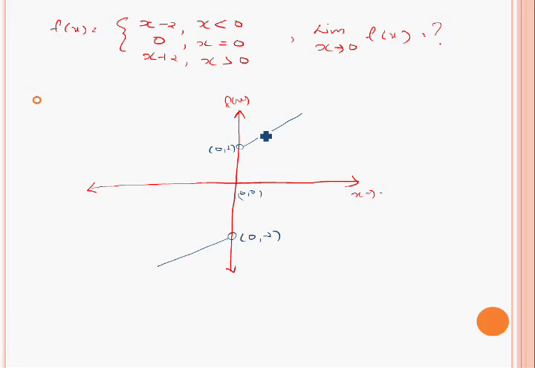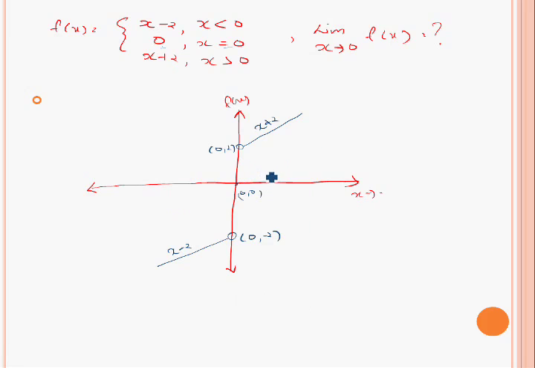This is f of x equals x plus 2, and this is f of x equals x minus 2. Here we put a gap in the function to show that it is not included in the graph. Here also we put a gap because at x equal to 0 the function is defined in such a way that f of x is 0. So at x equal to 0, f of x is this.